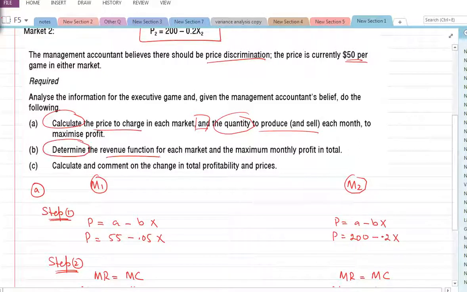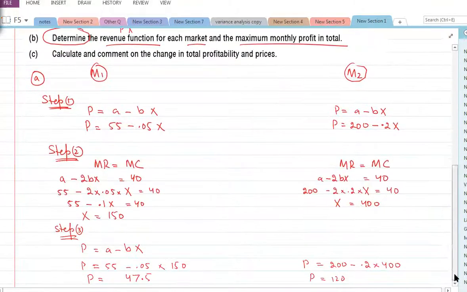Determine the revenue function for each market and maximum monthly profit. Okay. Now, the revenue function, that's quite straightforward, which is price multiplied by the number of units. So price per unit multiplied by the number of units will give you the total revenue. And the profit, of course, will be the revenue minus the cost, right? So we'll first calculate the total revenue, then we'll calculate the cost, and this will give us the profit. Okay, so let's do it together.